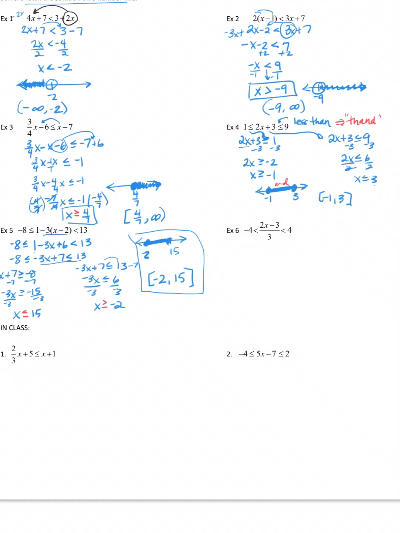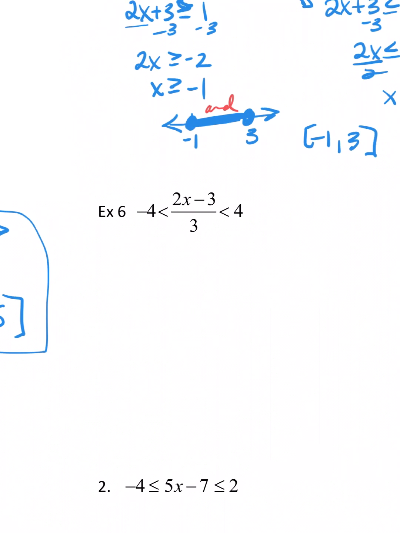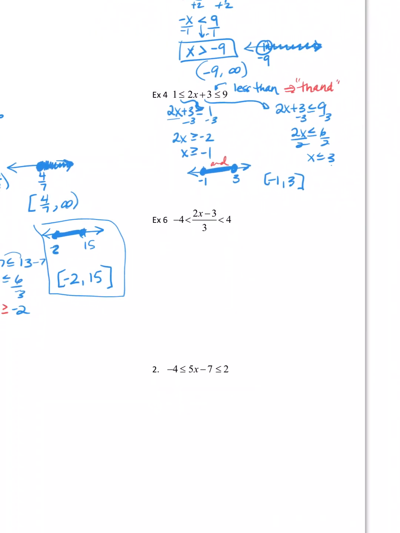Let's try one more. Now this one, I know already you're like, it's a fraction, gross. Well, let's get rid of the fraction. So let's just pretend the whole thing has a big bracket and let's multiply through by 3. When you do that, you'll have negative 12 less than, now the 3 in the middle will cancel out. So it'll just be the numerators left. So really, I'm just multiplying these ends by 3 and dropping the fraction. Now I can rewrite 2x minus 3 is less than 12. 2x minus 3 is greater than negative 12.